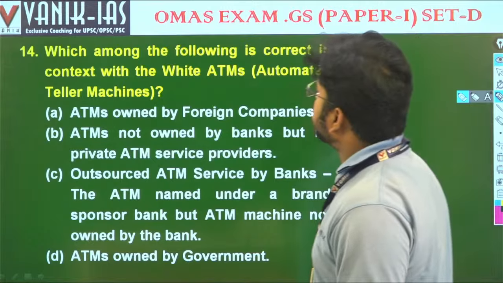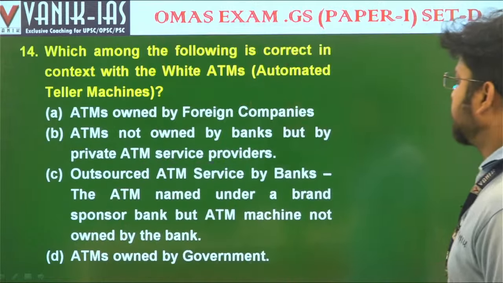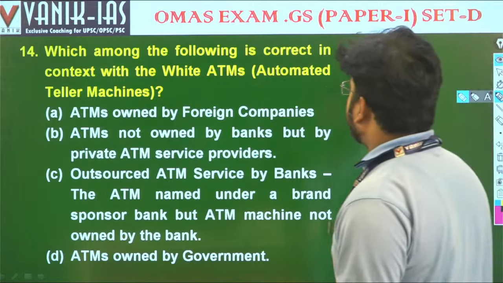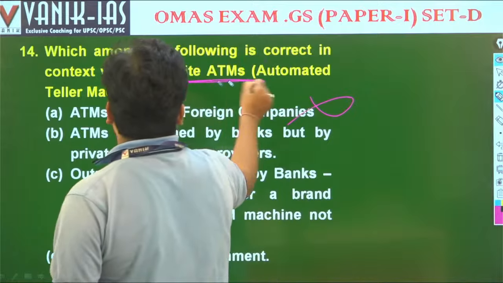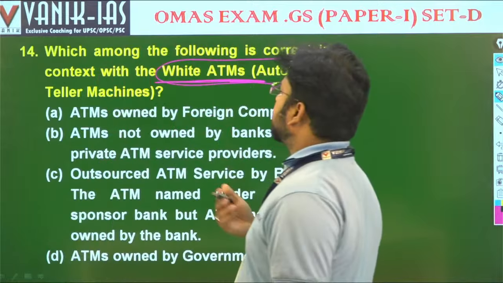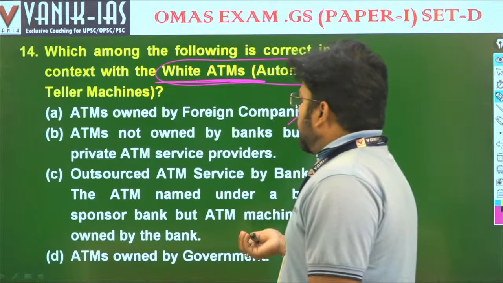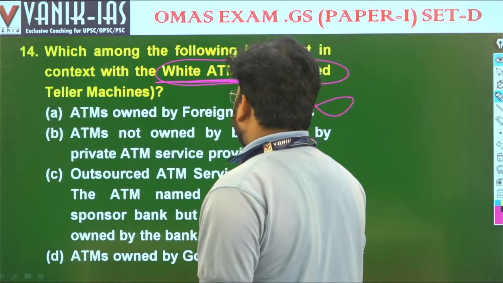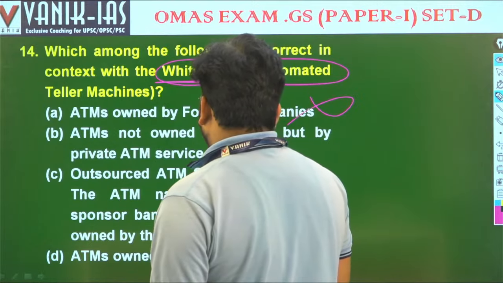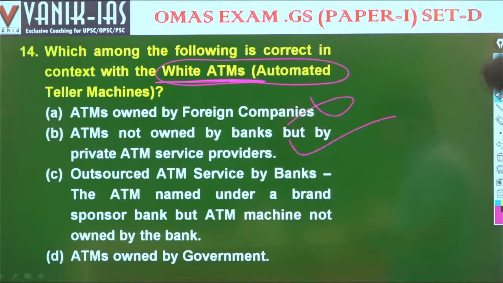Which of the following is correct in the context of white ATMs, automated teller machines? ATMs are owned by foreign companies. Wrong. White ATMs, right? This is a common question in economy since the last 3-4 years. ATMs not owned by banks but by private ATM service providers. Yes, this is right. This is called white. This is the definition of white ATM actually.